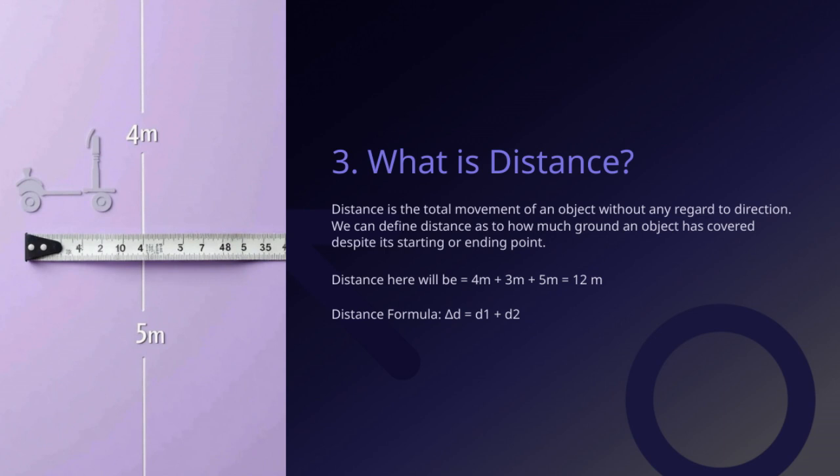So, when we talk about distance, we're focusing on the overall ground covered, no matter where the object begins or ends. This concept is fundamental because it helps us understand the total movement without getting into the specifics of direction, which will be useful as we explore other aspects of motion.